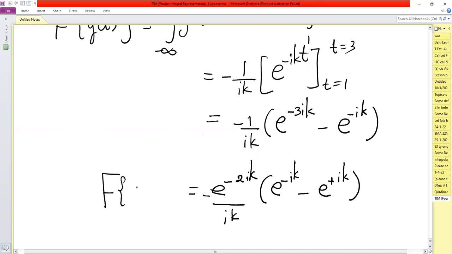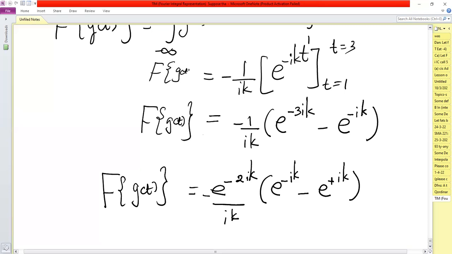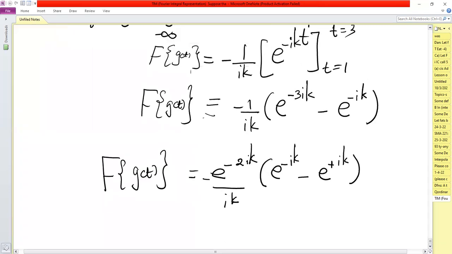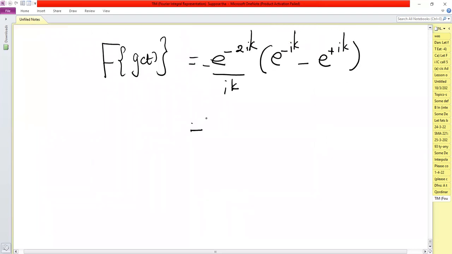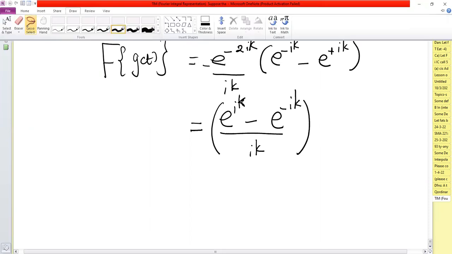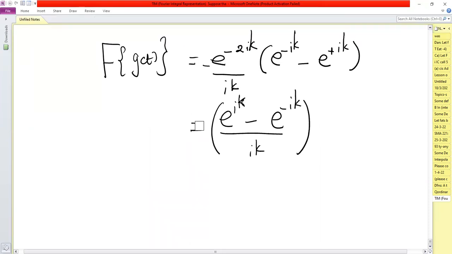Remember, this is the Fourier transform of g of t. So then I can remove this negative sign, and then I'll have e raised power i k minus e raised power minus i k, and then divided by i k, and then everything here is multiplied by e raised power negative 2 i k.